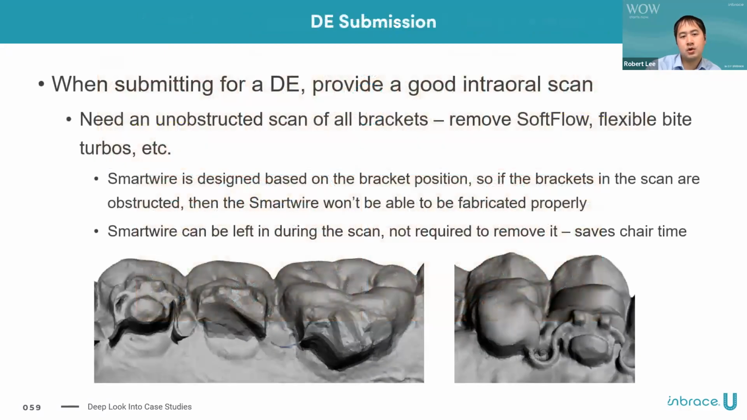The first step with your digital enhancement, again, is to make sure you do a good DE scan. If you have, say, SoftFlow or Firmit or Telio, or you didn't dry the brackets, we can't see the brackets, and you're not going to get a good Smartwire that will help with your finishing. We might even have to ask you to reposition a bracket. That's why I always let all my assistants know, okay, we're doing a DE, make sure you do a good intraoral scan, make sure you can see every bracket very clearly in the scan.